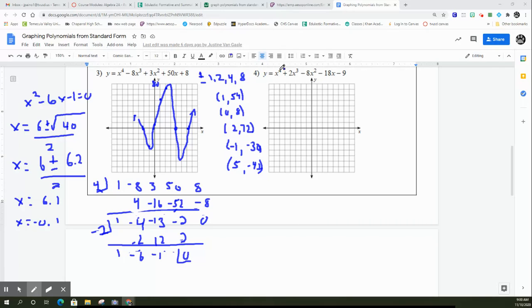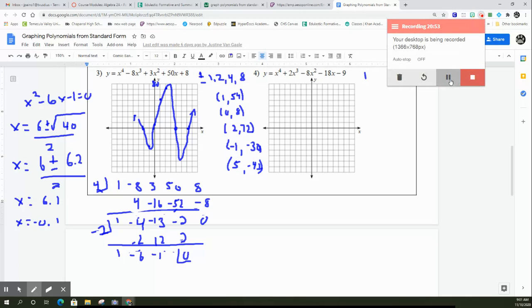We do know some things about it. Degree is 4, so both end behaviors are going up. My y-intercept's at -9. Go ahead and work on that one, and then I'll show you what it should look like. I'm just going to pause the video right now, and when you look back, the work will be on. So you should pause it right now too.